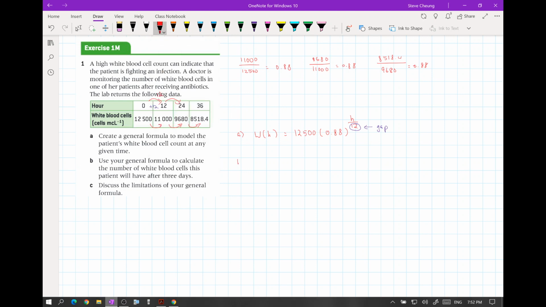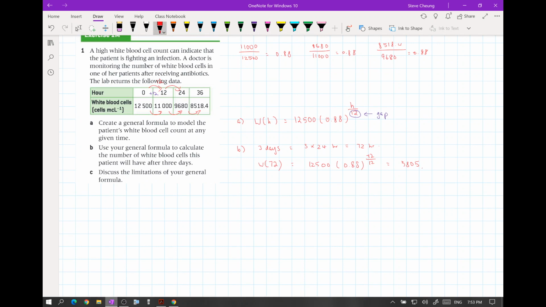So using that formula, we can predict how many white blood cells remain after 3 days. So 3 days equals this many hours, 72. So we just want W of 72. So go ahead and input that into your trusty calculator. So around 5,805. I'm just going to leave a whole number. Well, they have decimals there, so maybe I should write down 2 decimal places.